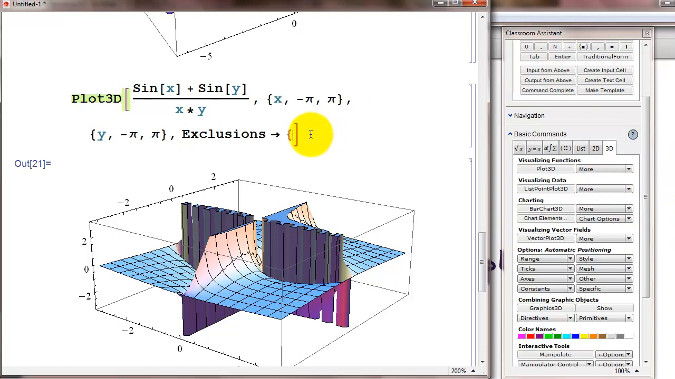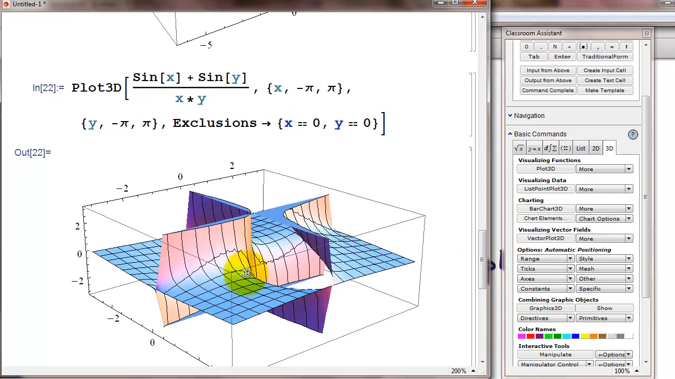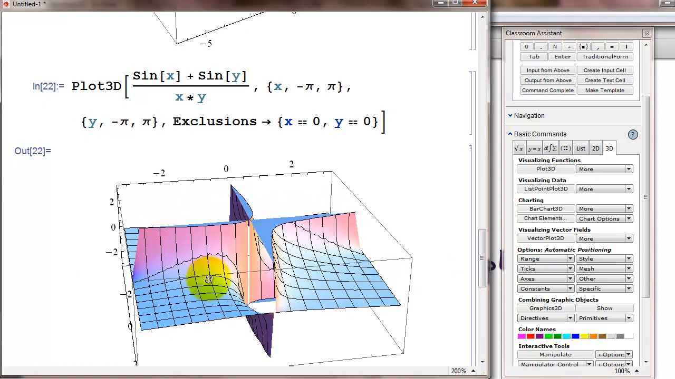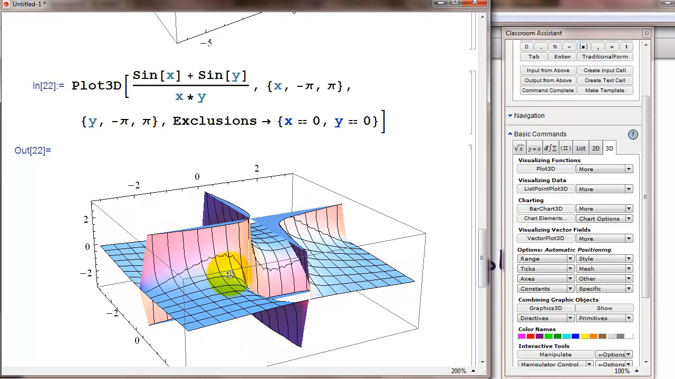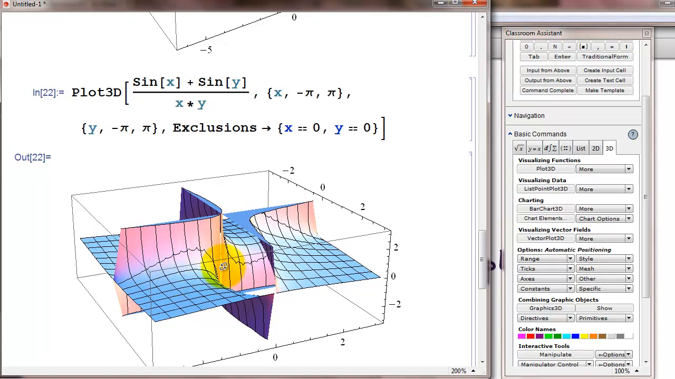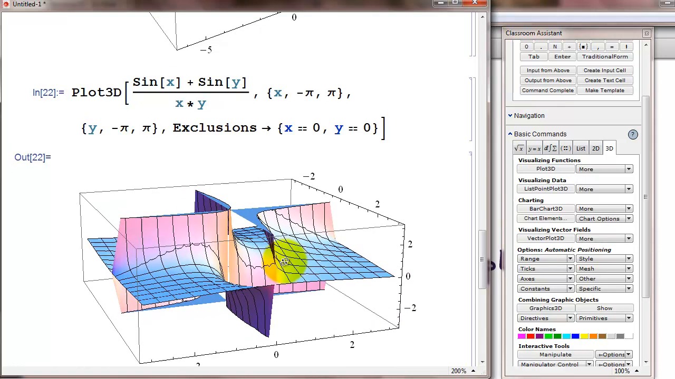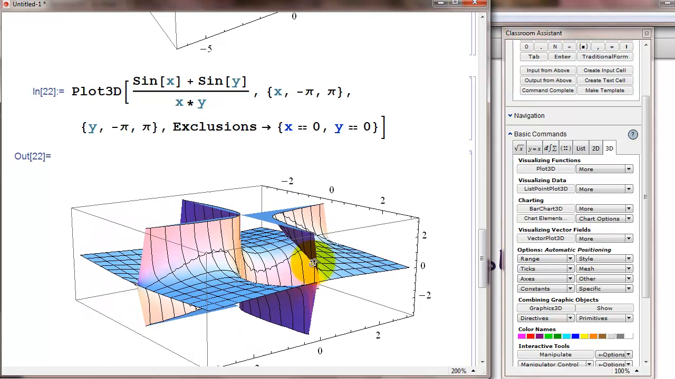So the set of exclusions will be x equals 0. Notice there's a double equal sign, and y equals 0. So those are the points we're going to exclude from our plot. And that looks a little bit better. We can start to see what's happening as we approach the x and y axis from one side or the other. Our function's kind of dipping down towards negative infinity or scooting up towards positive infinity. Now our z-axis only goes from negative 2 to 2, so we're not seeing those vertical asymptotes totally, but at least we have a better picture of what this graph looks like.